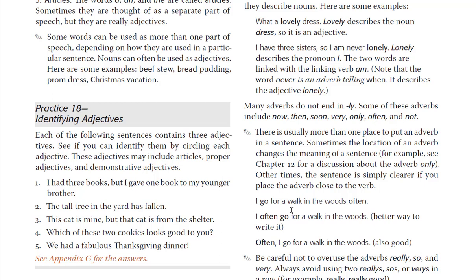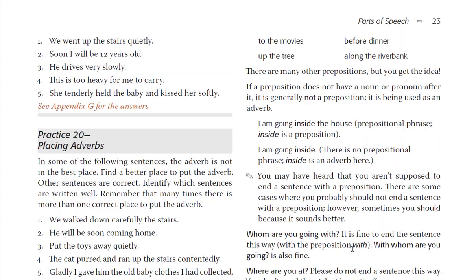I go for a walk in the woods often. And then often modifies go. And that's another thing about adverbs. It can go in any part of the sentence. Your adverb could come at the end of the sentence. I go for a walk in the woods often. Adverbs can go in the middle of the sentence. I often go for a walk in the woods. Or an adverb can come in the beginning of the sentence. Often I go for a walk in the woods. So adverbs are very flexible in that you can place them everywhere.